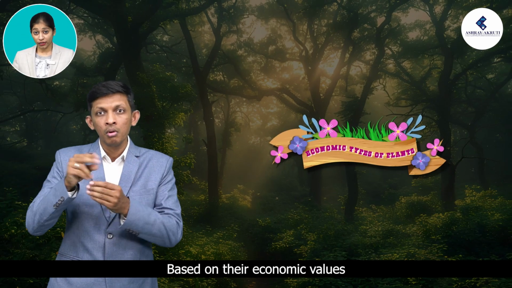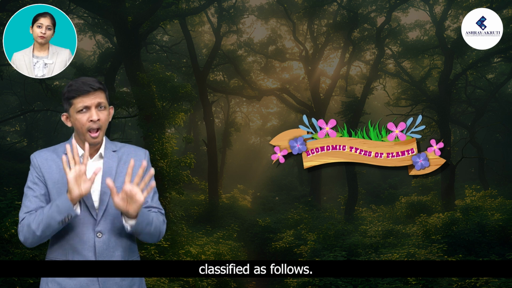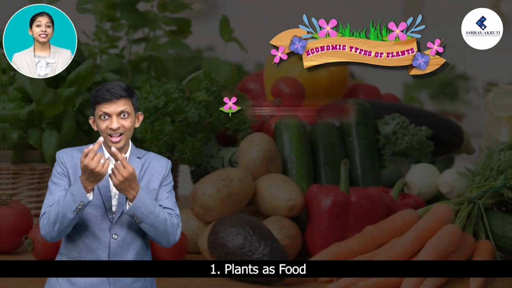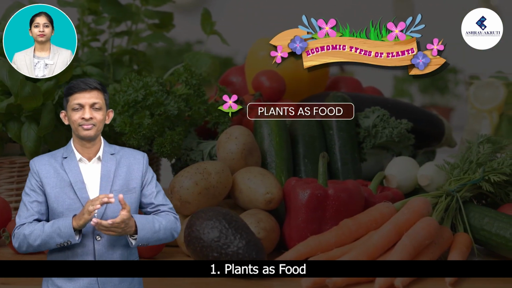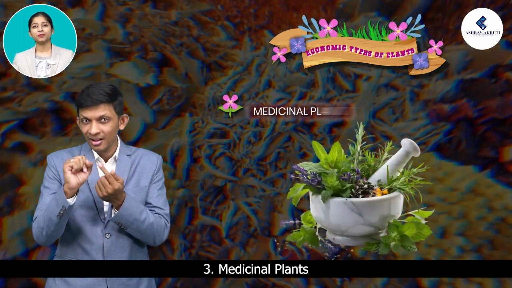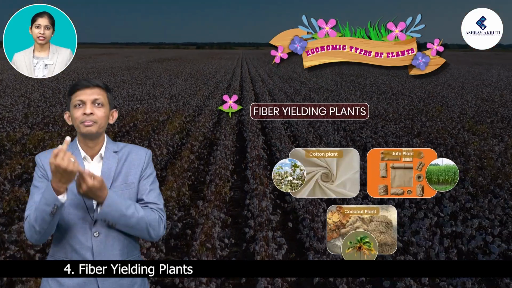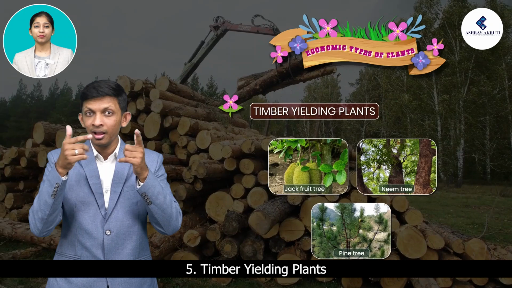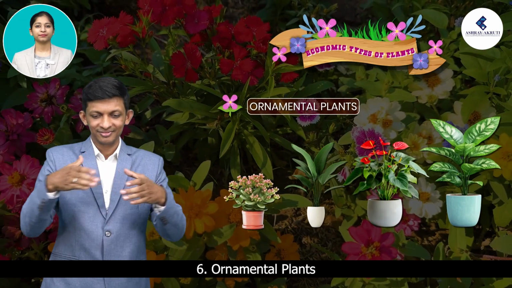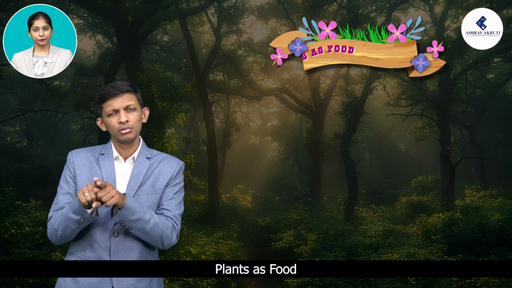Based on their economic values and uses, plants may be broadly classified as follows. Plants as food. Spice yielding plants. Medicinal plants. Fiber yielding plants. Timber yielding plants. Ornamental plants.